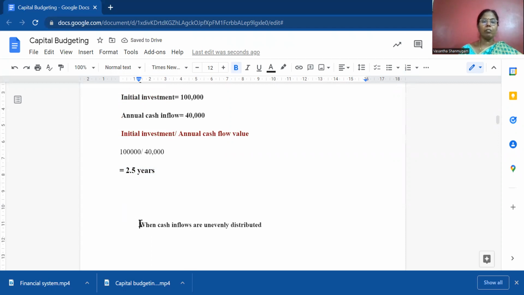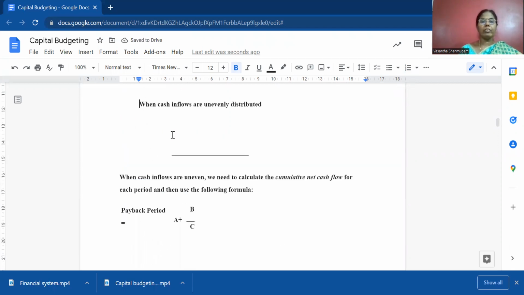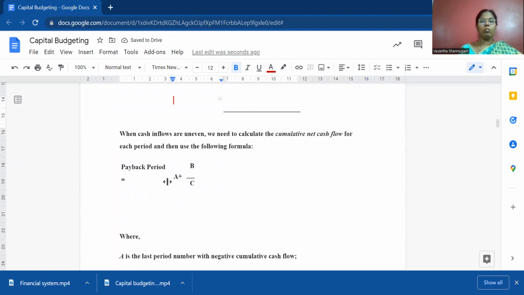Now, we'll go to the second case. This is the case when cash inflows are unevenly distributed. What is the meaning of it? We'll see. For example, first year 10,000, second year 20,000, third year 5,000. That is the cash inflow. The generation of cash inflow is not uniform.